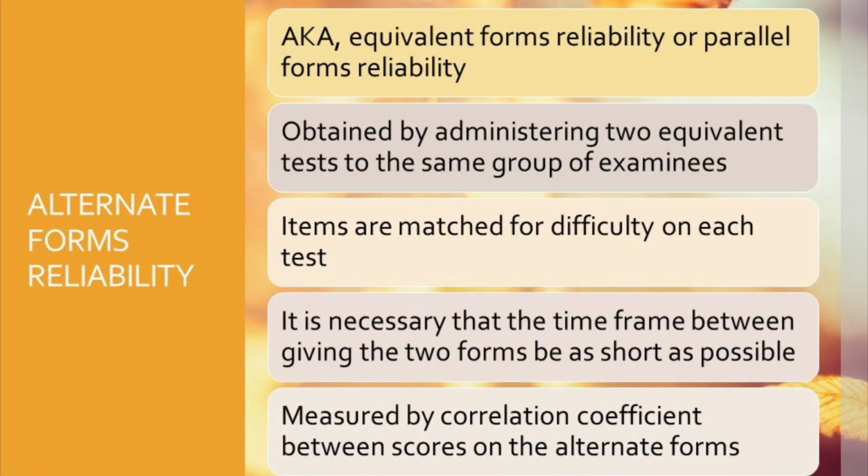Alternate forms reliability, first off, is referred to by a couple of different names. When you hear equivalent forms reliability or parallel forms reliability, we're also talking about alternate forms reliability. So all three are the same thing.